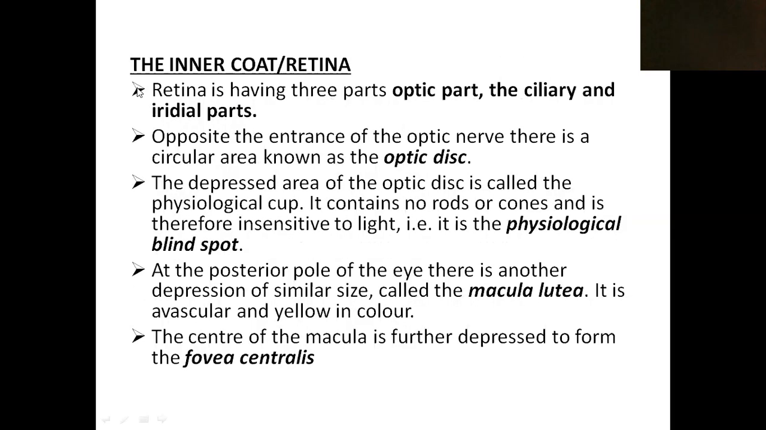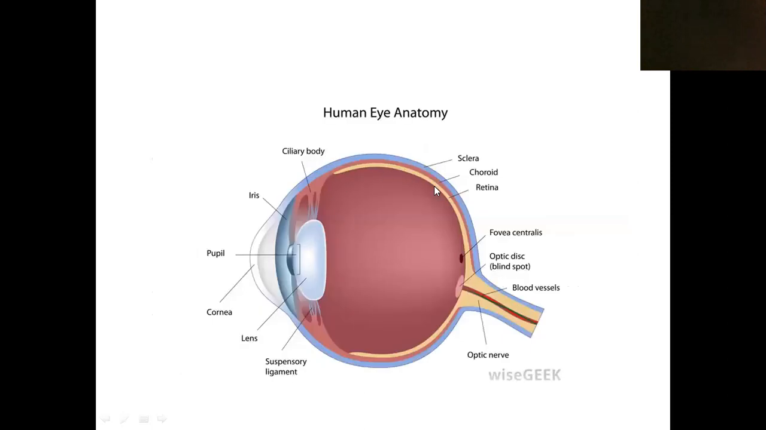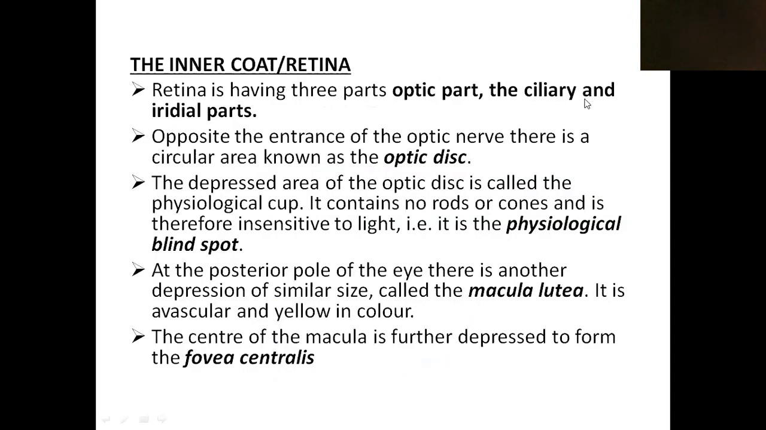Now we are moving to the innermost layer, the retina. The retina has three parts. What are they? Optic part, ciliary part, and iridial part. This area, which is sensitive to light, is known as the optic part. Then here, this retina continues as a double layered cell layer. That extension, which is seen here in this iris, is known as the iridial part. And here, the retina continues deep to the iris. Here it is the ciliary body. Deep to the ciliary body, it is known as the ciliary part. Then deep to the iris, we can also see the extension of the retina, that is the iridial part. So it has three parts: optic part, ciliary part, and iridial part.